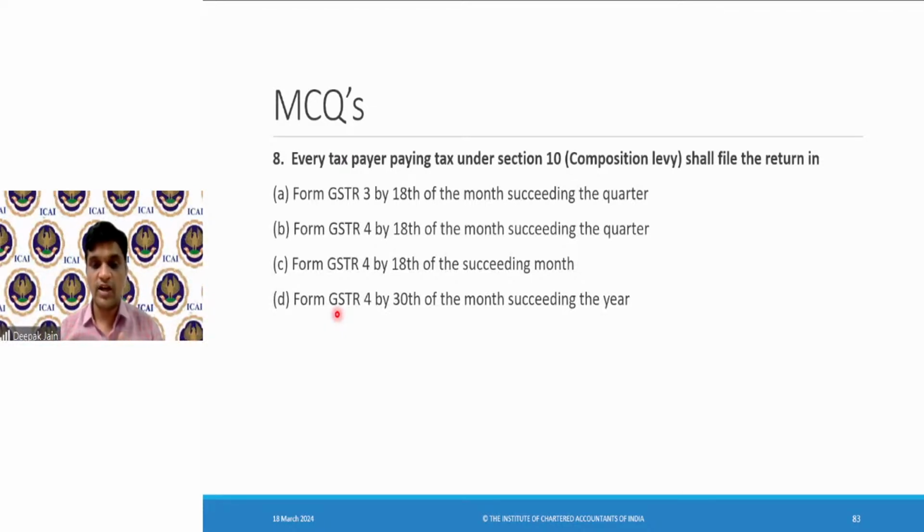Yes, Mayur, you could ask. CMP and annual return, every taxpayer paying tax shall file the return. The return is filed, we said, annual return, quarterly payment. So the annual return is GSTR 4, which will be filed by the 30th of the month succeeding the year. Okay.